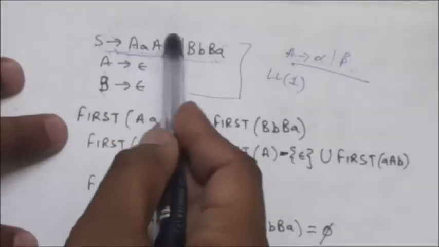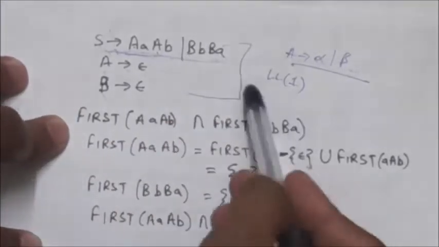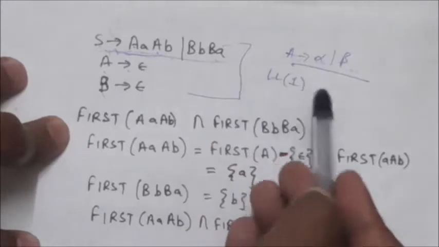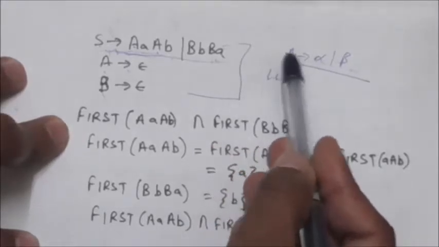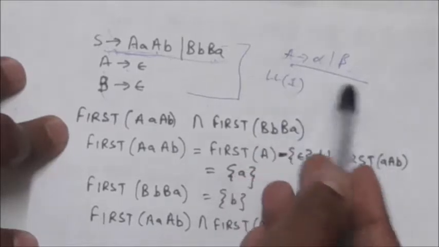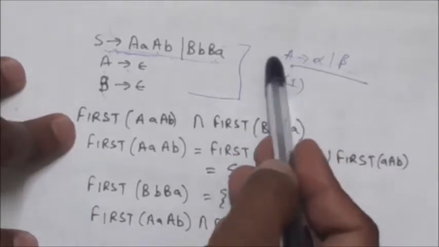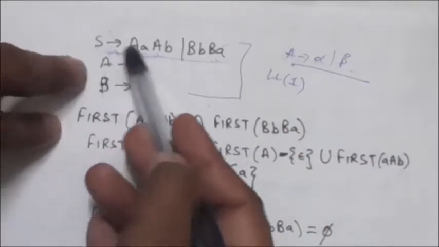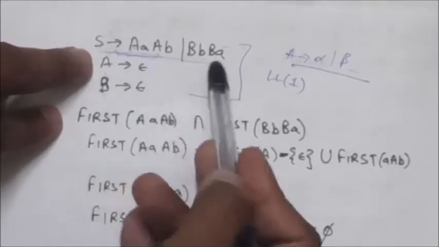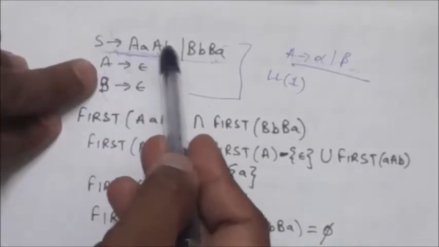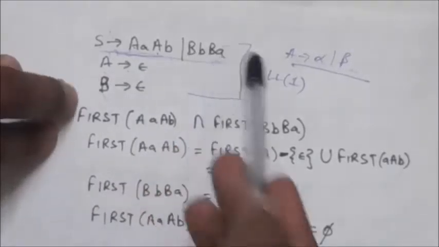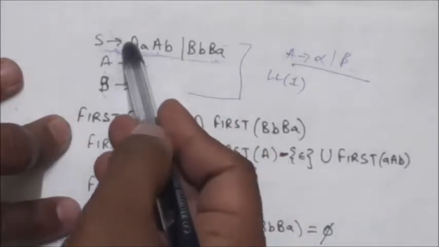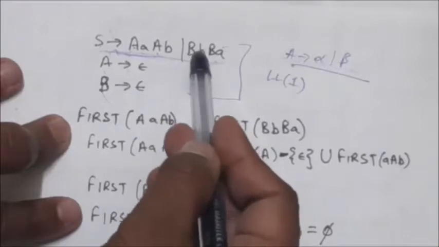Now see, this grammar is given to us and we have to check whether it is an LL1 grammar or not. So what we need to do is analyze every pair of production rules in the form A derives alpha or A derives beta. Here there is only one production rule of this form, that is S derives AB, or S derives BA. So first of all we need to find first of AB and first of BA.